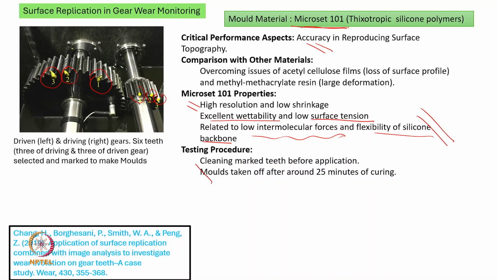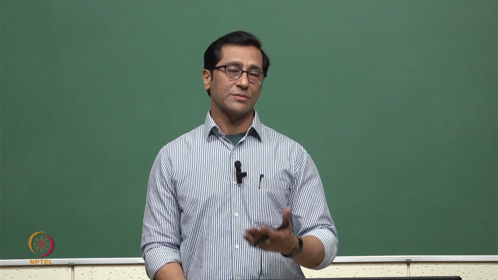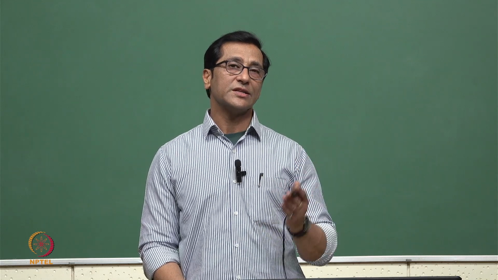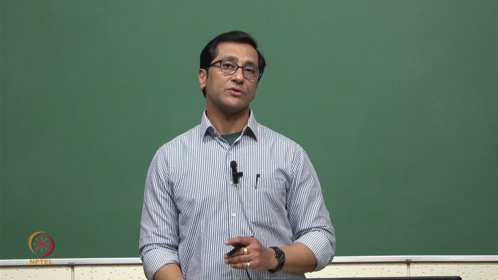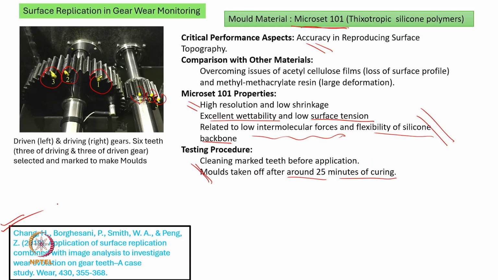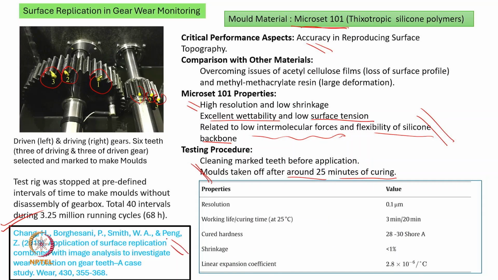it is attached to the surface, it is kept for 25 minutes to cure, and after removal, you analyze that using some optical measurement or even SEM, then you can figure out what the topography of that mold is, and you can relate that mold topography with the gear tooth topography. And this was published in this paper. That's why we have given the reference of this. These are some data. They are saying that it has hardness, less than 1% shrinkage, thermal expansion coefficient.